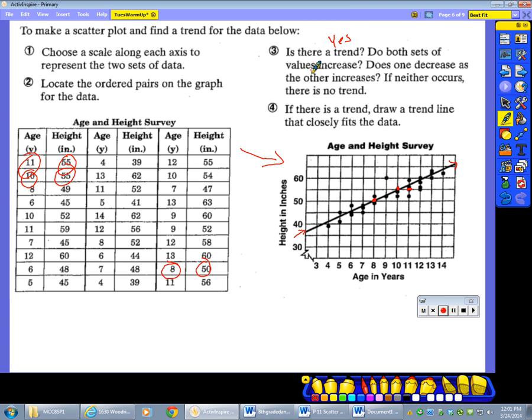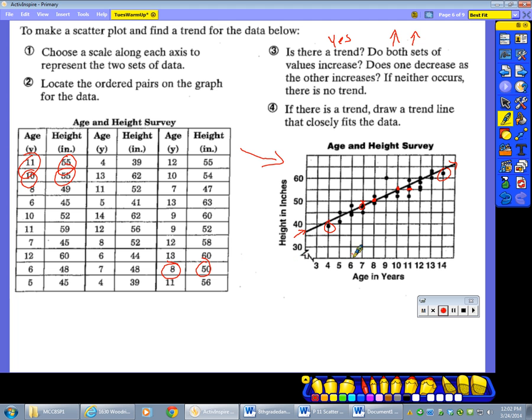Do both sets of values increase? Well, let's see. This guy right here, he's 3 years old and a little bit less than 40 inches tall, and then this person is 7 years old and a little less than 50 inches tall, and then this guy is 14 and he is up here above 60 inches tall. So yeah, they both are increasing. As someone's age increases, their height is also increasing. So do both sets of values increase? They do.